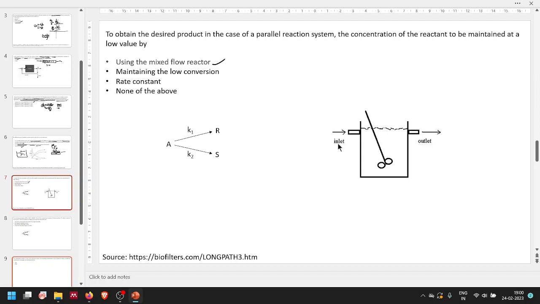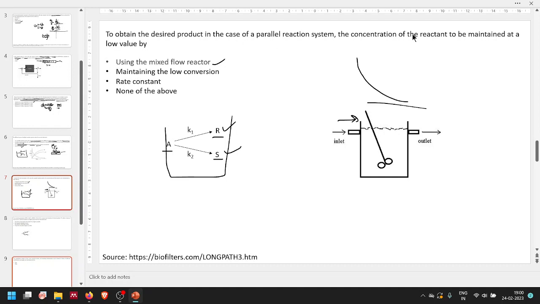Now, what happens in a mixed flow reactor is the moment you feed it the reactant, it instantly undergoes homogeneous mixing, and because of this homogeneous mixing, it starts reacting quickly and starts forming the product. So the concentration decreases rapidly the moment it undergoes reaction. So in a parallel reaction scheme, if you introduce the reactant inside, it will readily start reacting and start forming your desired product and the undesired product.